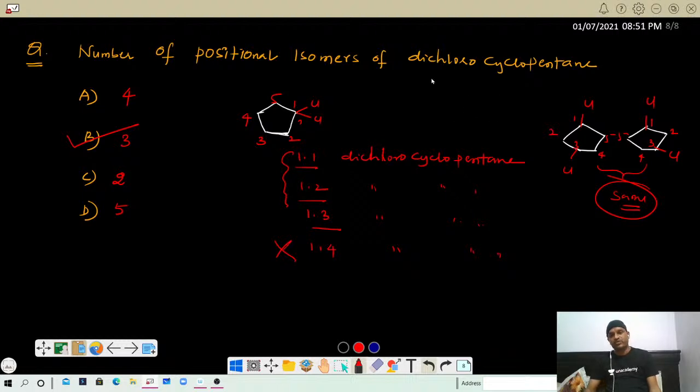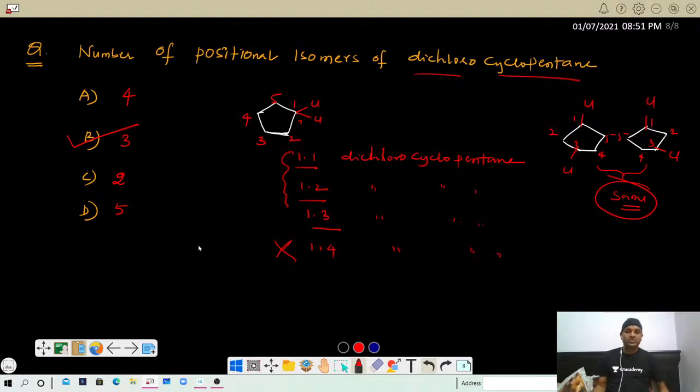With dichlorocyclopentane systems, not only chlorine, any two substituents you can put, like two methyls, two hydroxyl groups, two nitro groups, anything, two different groups or two same groups, up to you. That is just what positional isomers means, possible with a dichlorocyclopentane system. Hope you understand, right?